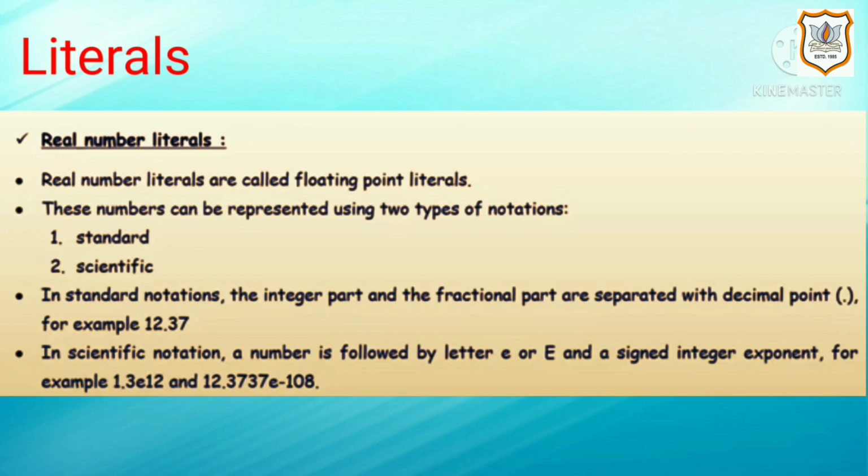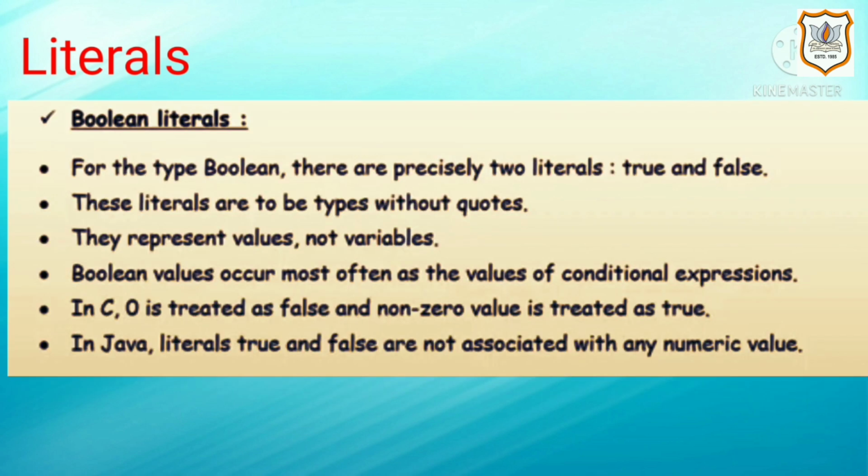Next is real number literals. Real number literals are called floating point literals. These numbers can be represented using two types of notation, standard and scientific. In standard notation, the integer part and the fractional part are separated with a decimal point, for example 12.37. In scientific notation, the number is followed by the letter e or capital E and a signed integer exponent, for example 1.3E12 and 12.3737E-108.